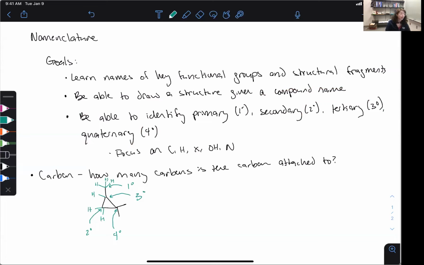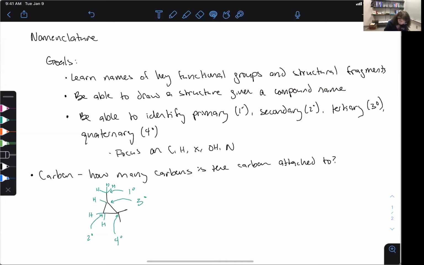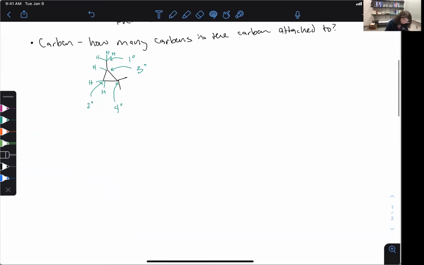Okay, so it's important that we are proficient at identifying these things, because this will have serious impacts in terms of reactivity, particularly with the reactions that we're going to start with. So it is really important that we think about what exactly we have going on in these molecules. And this is how we are going to communicate it. There we go. Okay, so that's how we do carbons.